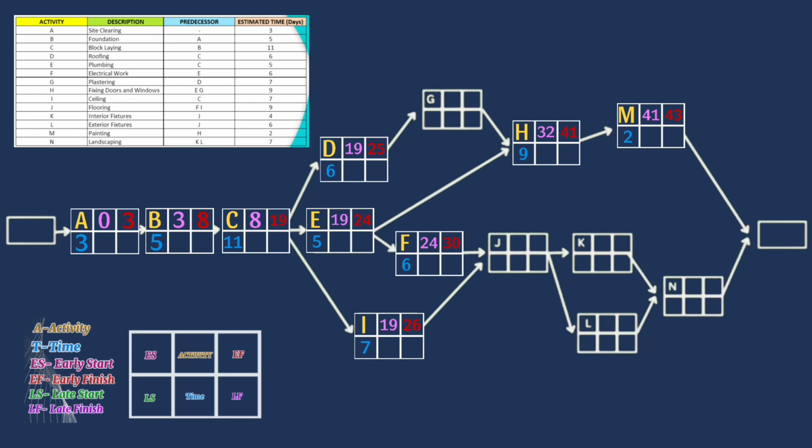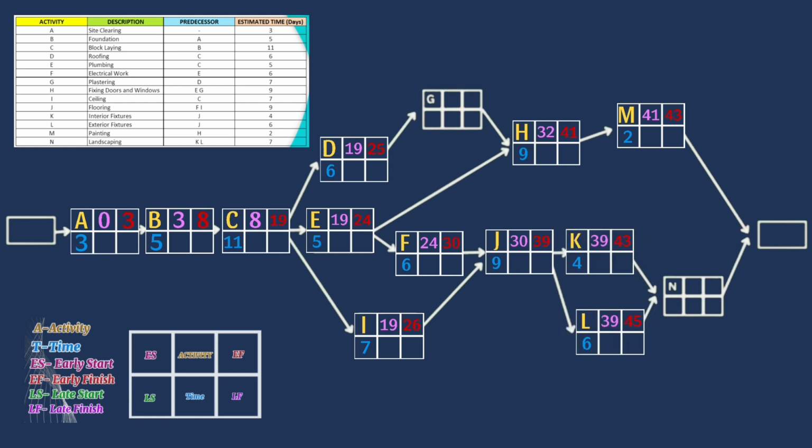On the other side, the earliest start for activity J is 30, so 30 plus 9 is 39. Activities K and L need activity J, so they'll have the same earliest start, which is 39. For activity K, 39 plus 4 is 43, while for activity L, 39 plus 6 is equal to 45. Activity N needs activities K and L. Since 45 is the highest value, we will use this as the earliest start for activity N. So, 45 plus 7 is 52.